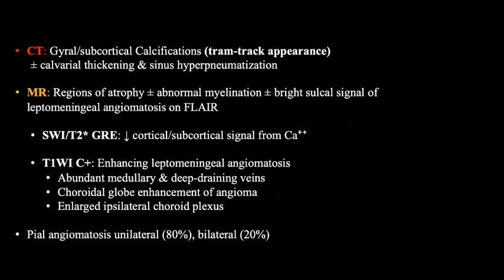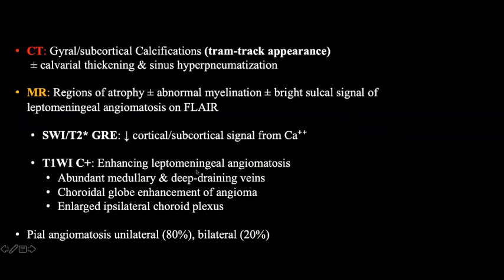For the CT, we can see the gyral or subcortical calcification, giving us the tram-track appearance, and then the volume loss. Secondary to that, we can have calvarial thickening and hyperpneumatization of the sinuses. On MR, we can see the atrophy. We see abnormal myelination and an abnormal signal within the sulci related to leptomeningeal enhancement. Also on susceptibility or any GRE sequence, we'll see the calcifications. It gives the signal of susceptibility.